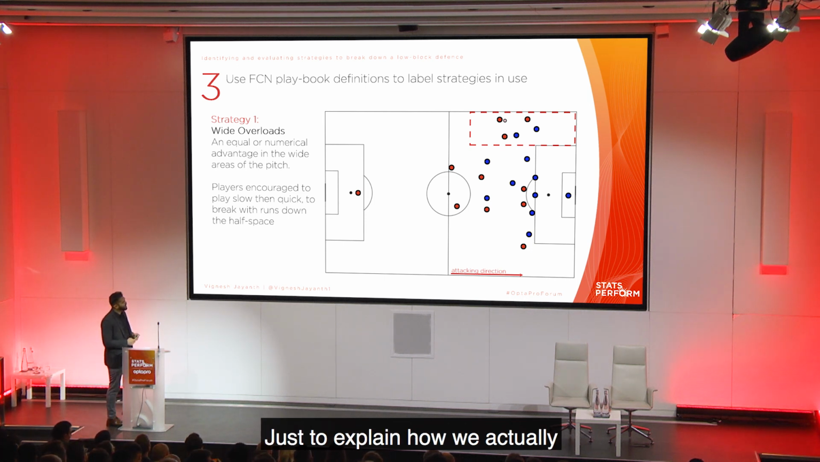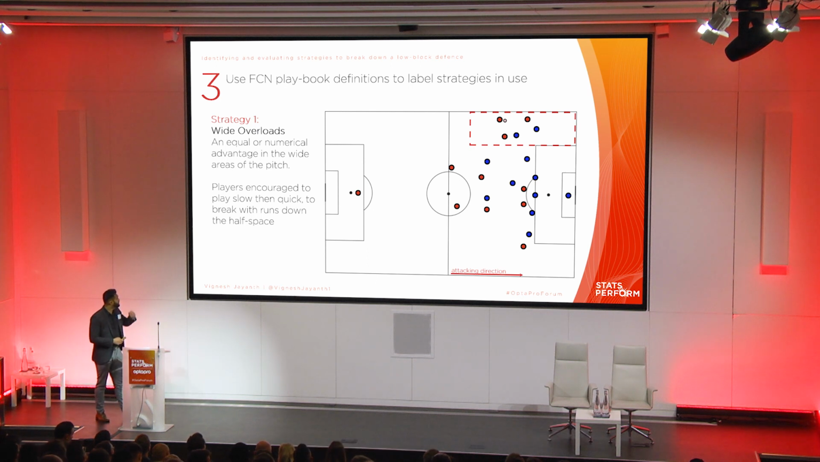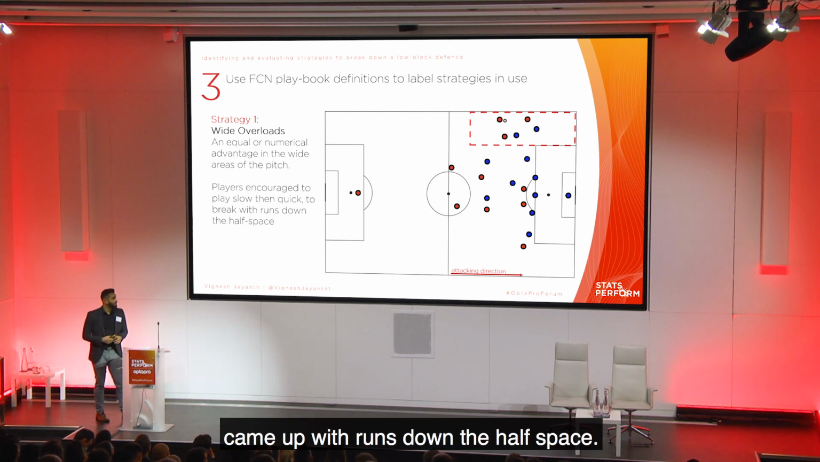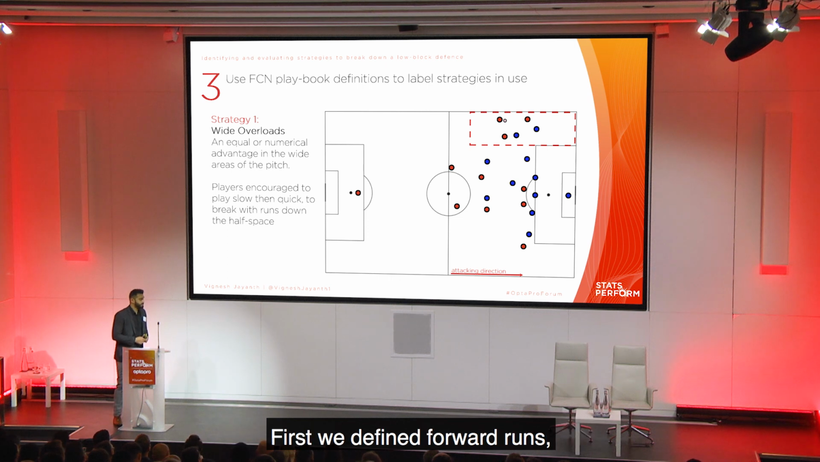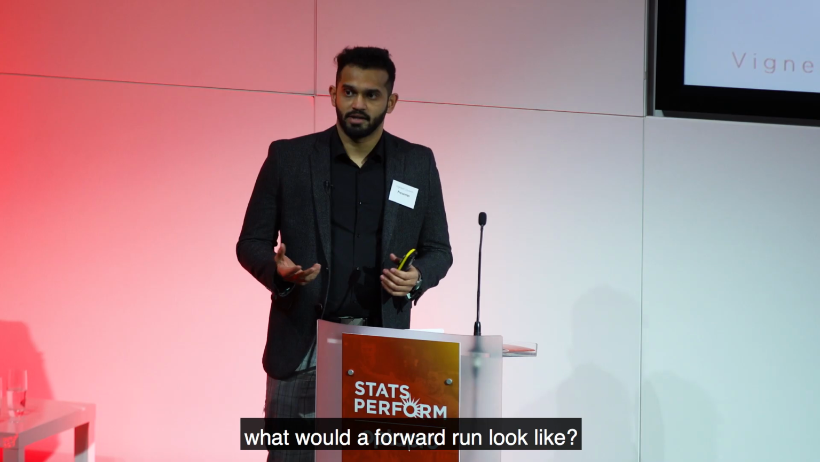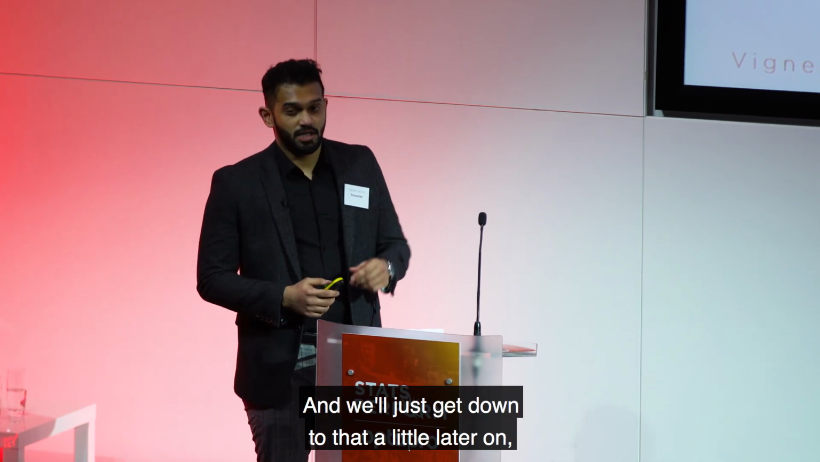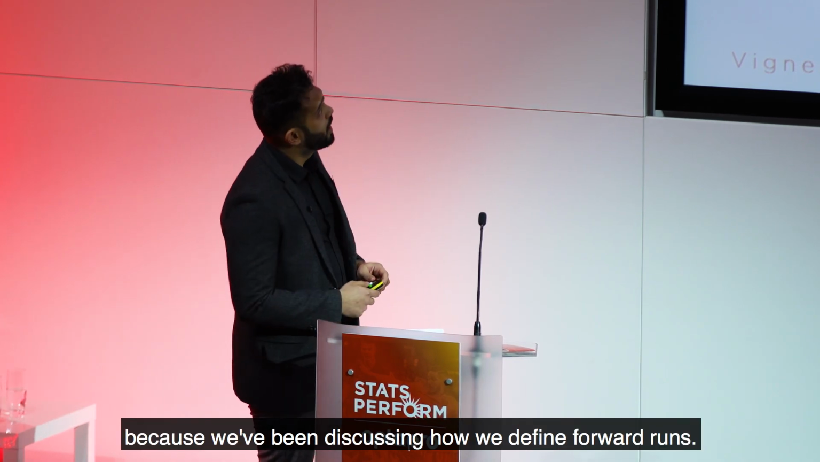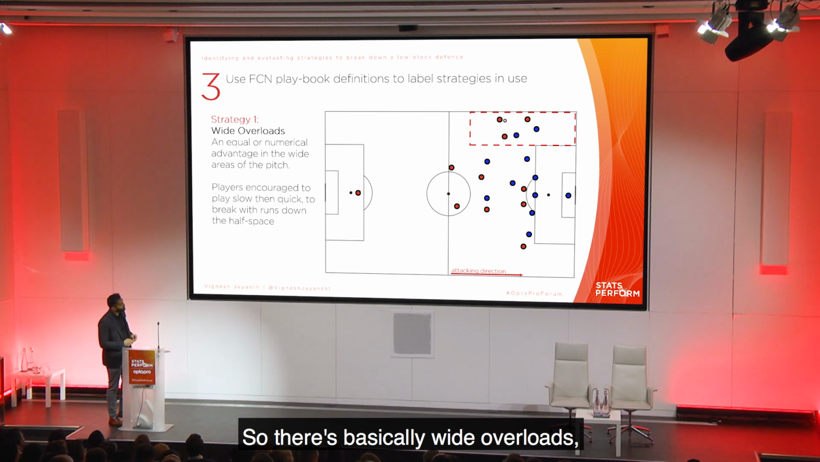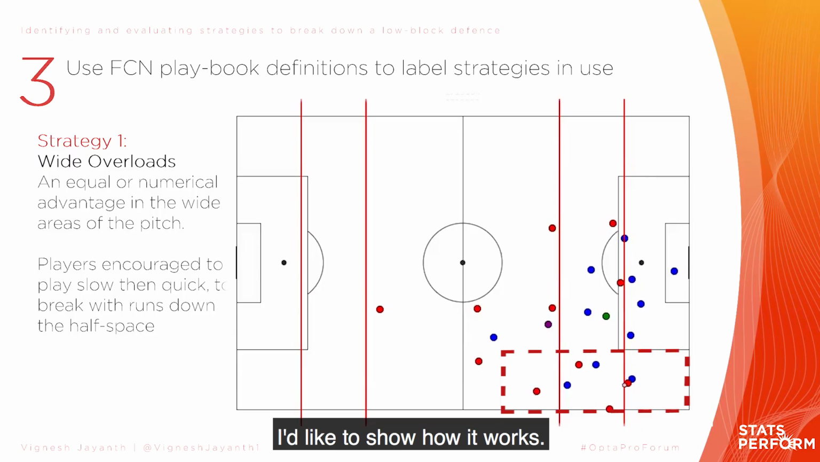Just to explain how we came up with runs down the half space, first we defined forward runs. What would a forward run look like? We'll get to that a little later on, because we'll be discussing how we define forward runs. So it's basically wide overloads. I'd like to show how it works.